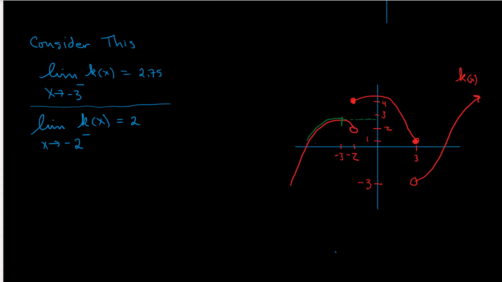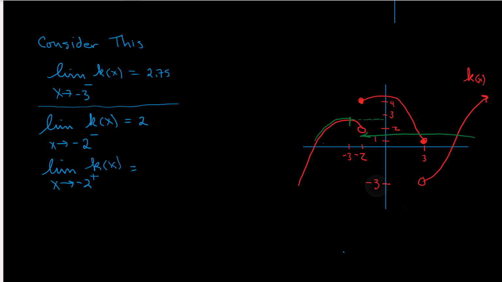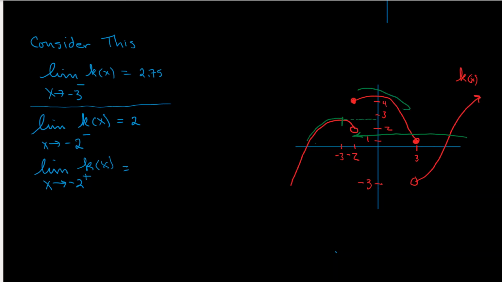However, if we approach x at -2 from the right-hand side, the way you indicate that is with a plus. For this function, what that's going to tell us to do is to approach -2 from, I'm going to draw a big arrow, from the right-hand side. Now, if we're approaching from the right-hand side, we're not going to be on the left-hand portion of the graph, but on the center portion of the graph, and we're going to be coming this way.